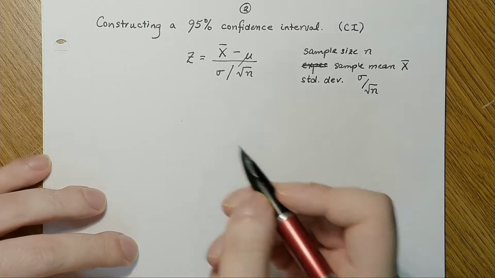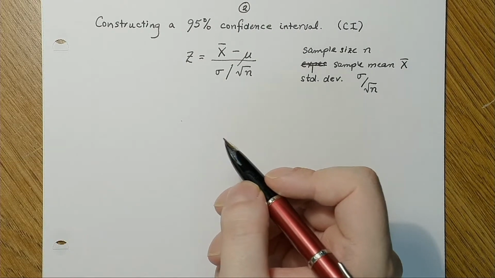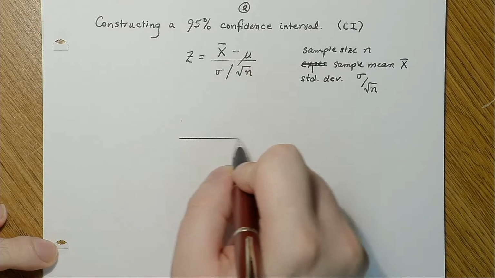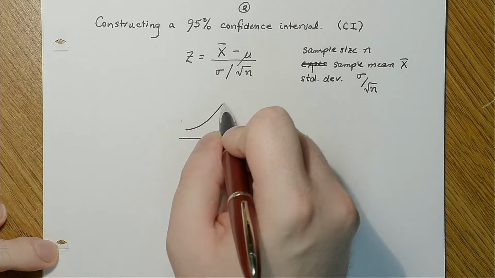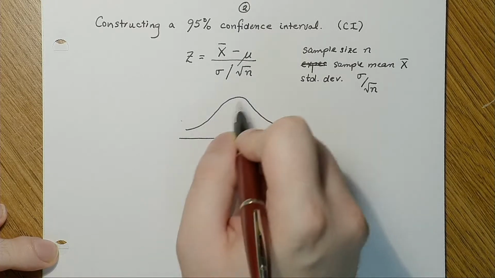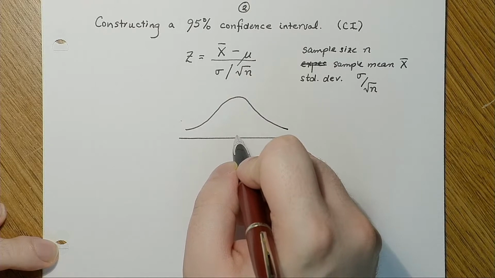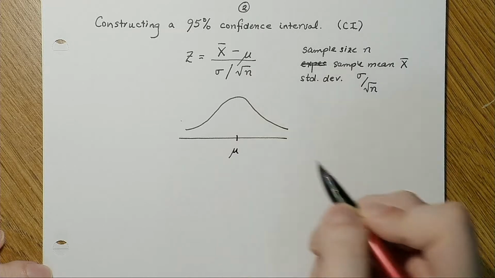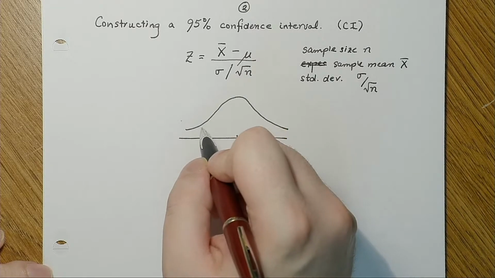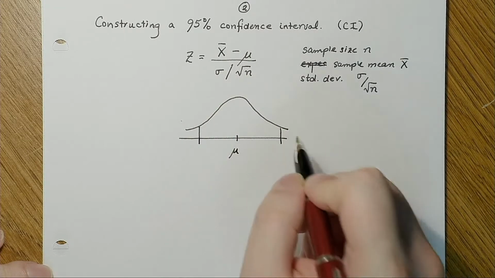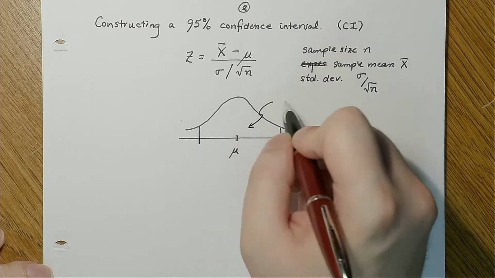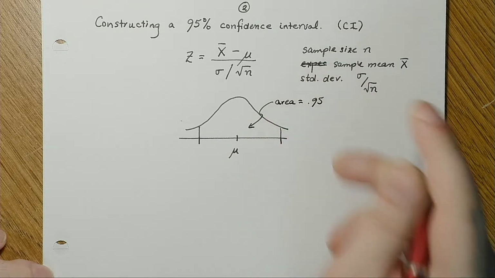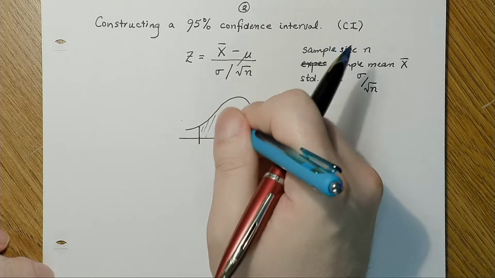And what we would like is something like a normal distribution, where mu is within this range, and we would like it to be under 95% of this area. So this is kind of what we would like.